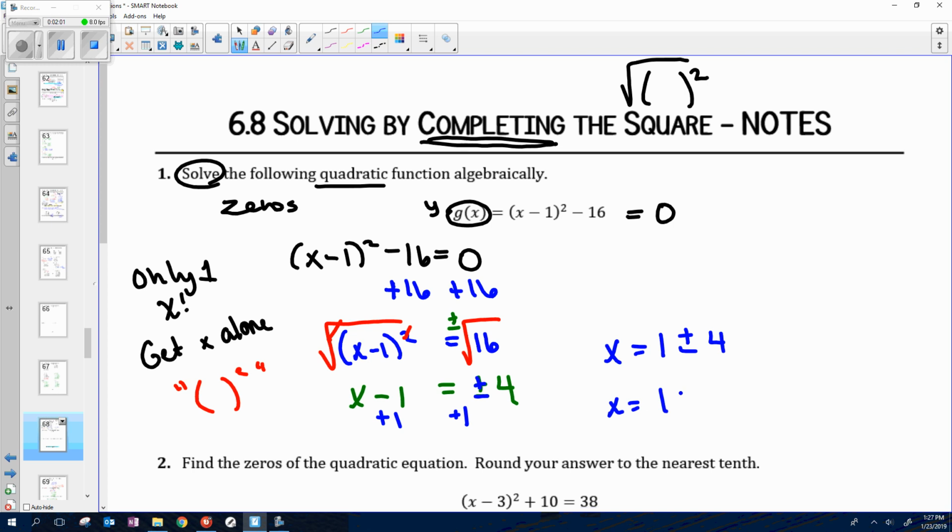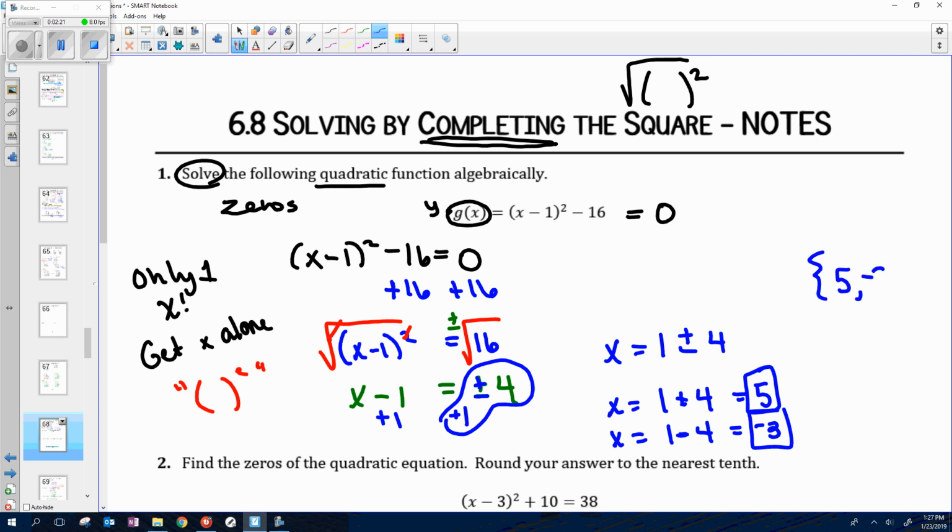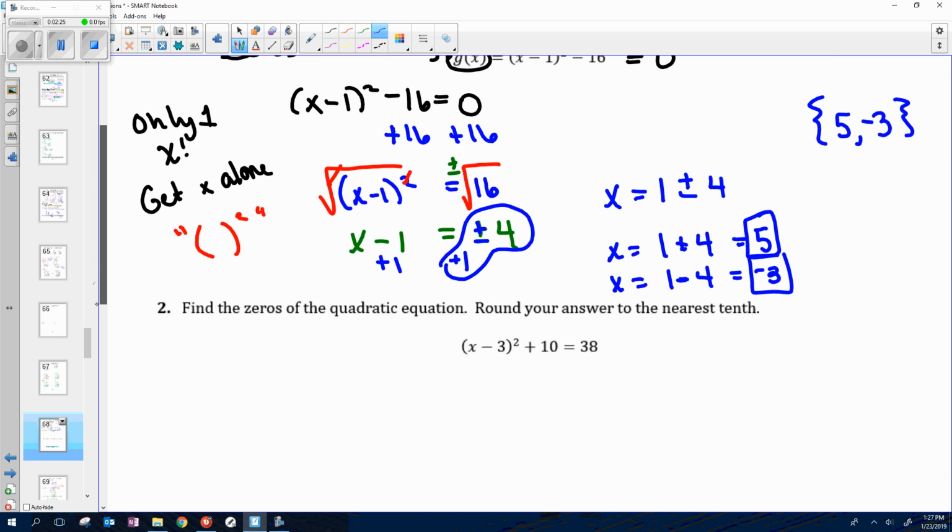Which means 1 plus 4, that's 5. X equals 1 minus 4, that's negative 3. So I put the 1 in front of the plus or minus so that I have something to plus and minus with. And my two answers are 5 and negative 3. If you write them as a solution set, you might see it like that. Or negative 3 and 5.